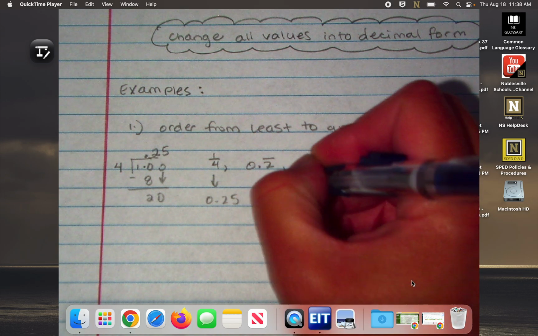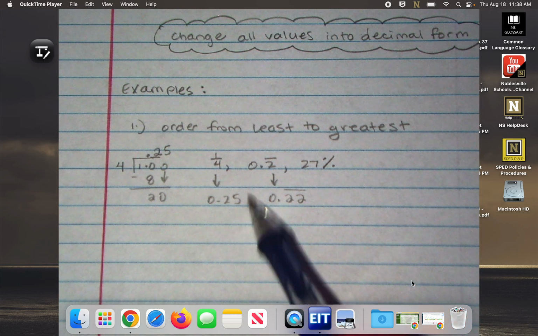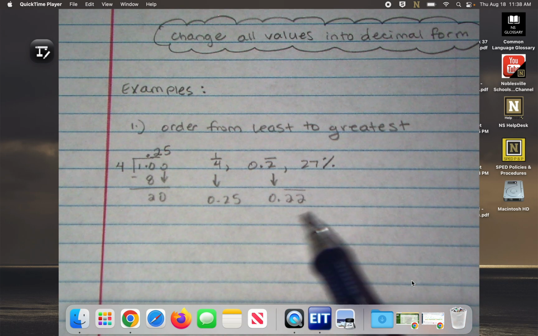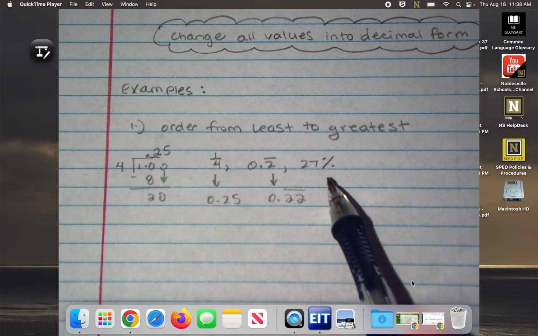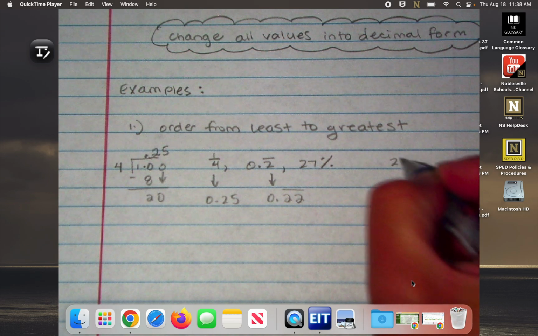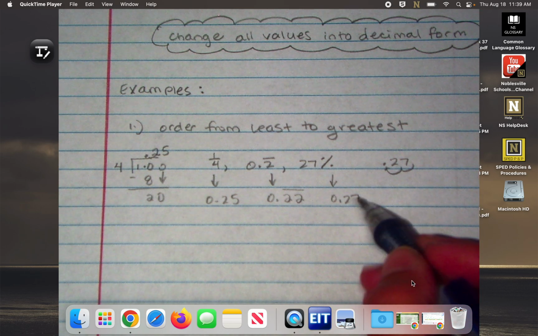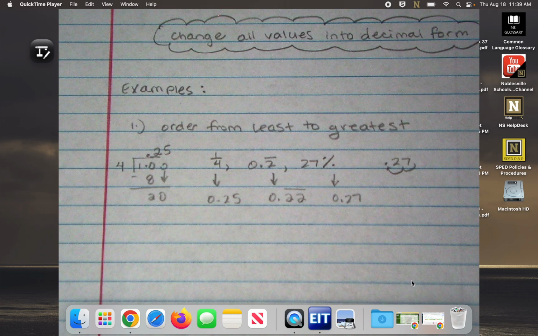0.2 repeating, I'm going to write as 0.22 repeating so that I have 2 digits here and 2 digits here. And then how do I turn 27% into a decimal? Move the decimal to the left 2 spaces. Yep, so I take the 27 and I get 0.27. And again, I have 2 digits compared to 2 digits compared to 2 digits.